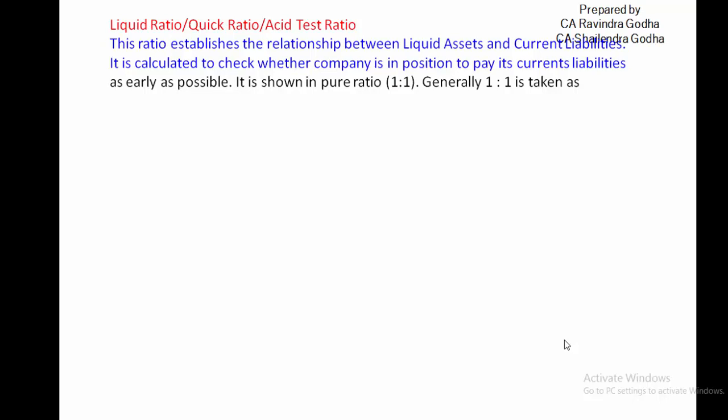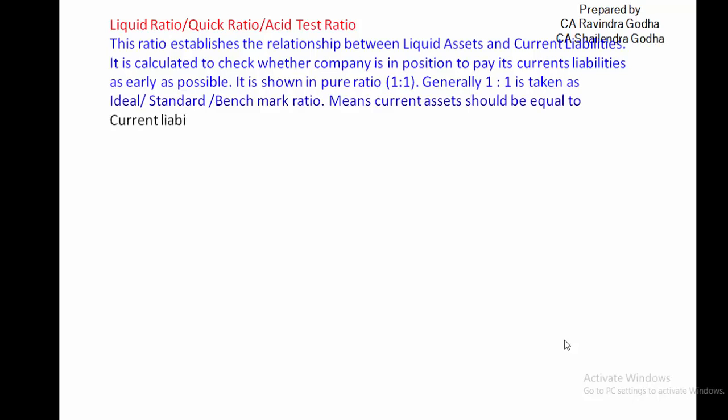Generally 1:1 is taken as the ideal or standard or benchmark ratio, meaning liquid assets should be equal to current liabilities. It is calculated as under: liquid assets divided by current liabilities. Remember, current liabilities are used in the current ratio also, so those same current liabilities are used in the liquid ratio also.